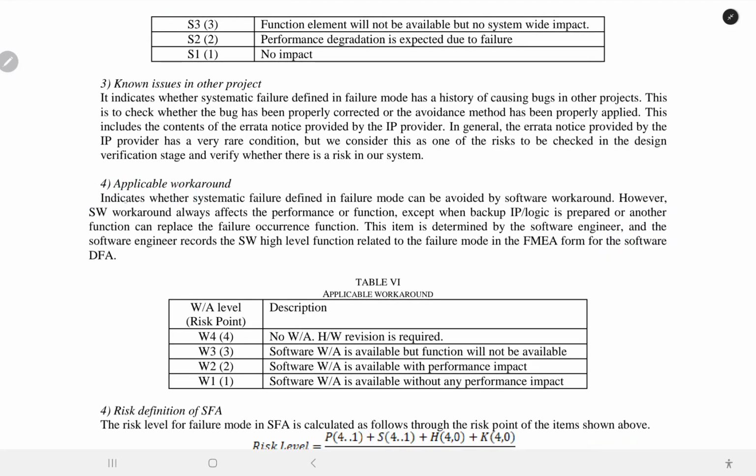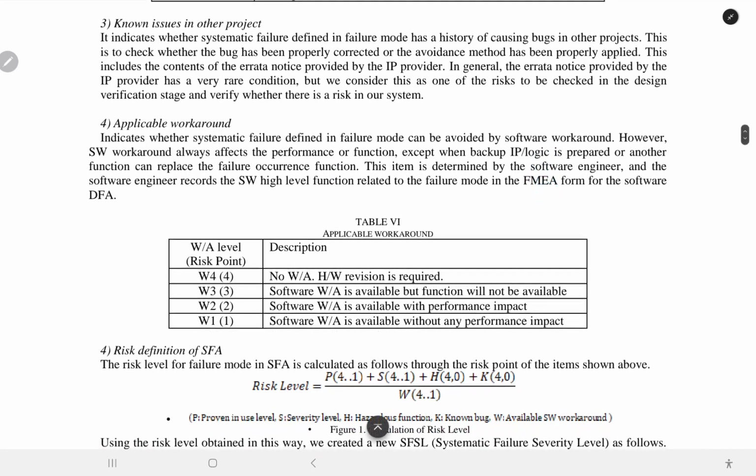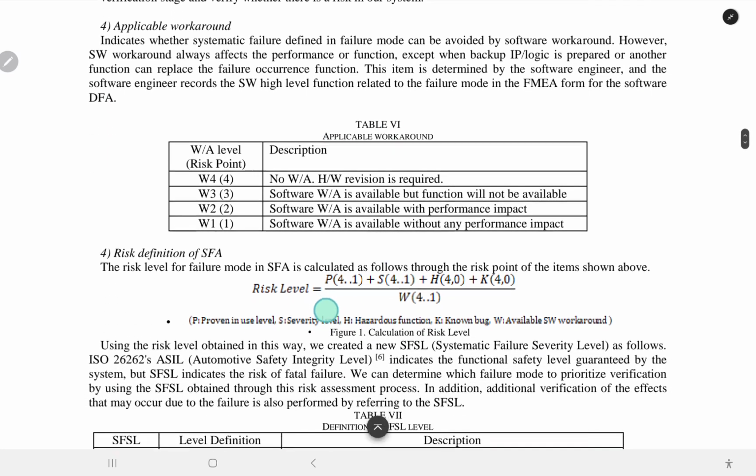4. Applicable workaround. Indicate whether a systematic failure defined in the failure mode can be avoided by a software workaround. However, a software workaround always affects the performance or function, except when a backup IP or logic is prepared or another function can replace the failure occurrence function. This item is determined by the software engineer, and the software engineer records the software high-level function related to the failure mode in the FMEA form for the first software FMEA. Table 4. Applicable workaround.